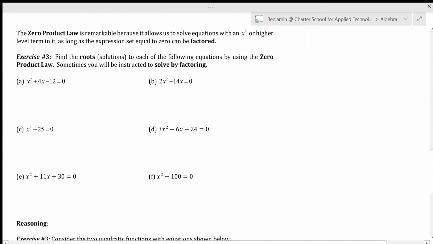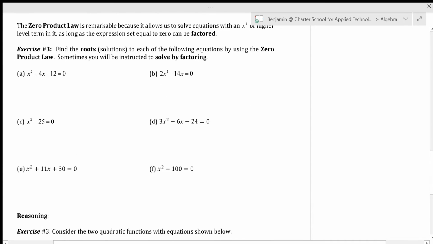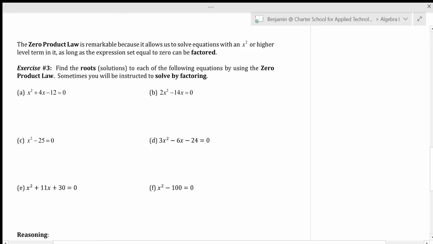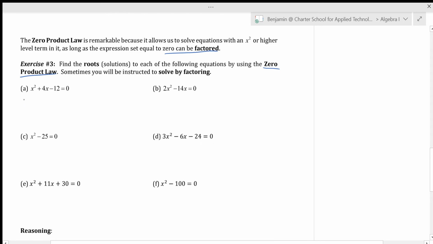Now, the zero product property, or law, remains remarkable because it allows us to solve equations with an x squared or higher level in it, as long as the expression set equal to 0 can be factored. Sometimes it can be factored. Right now we are. So find the roots in each of the following equations using the zero product law. So we have to set it equal to 0, which every single problem is, and we have to solve by factoring. So we have to practice this.